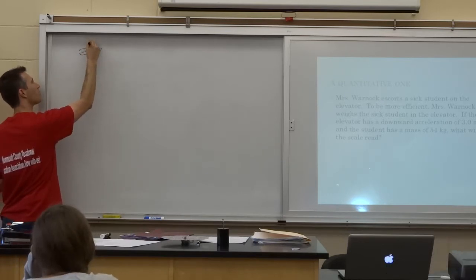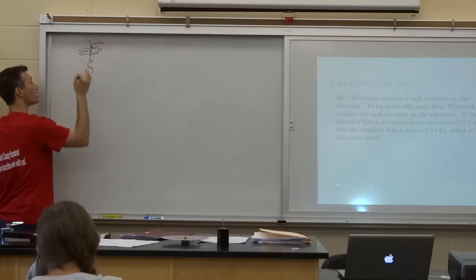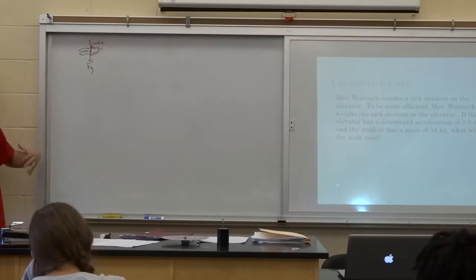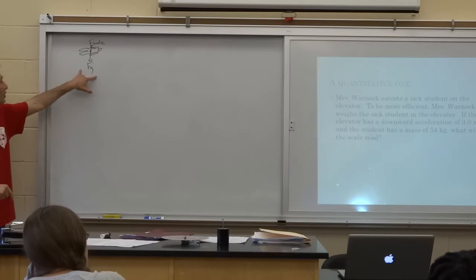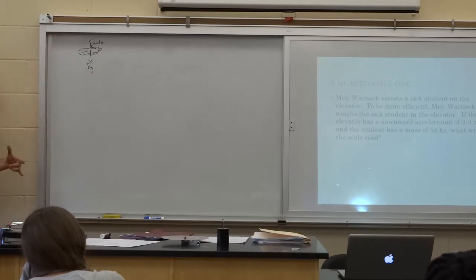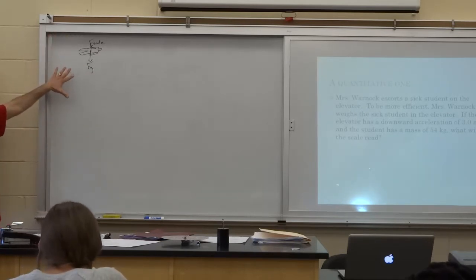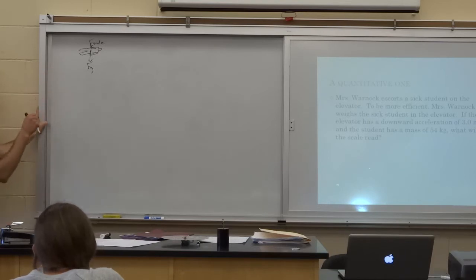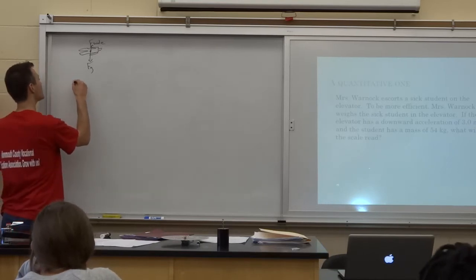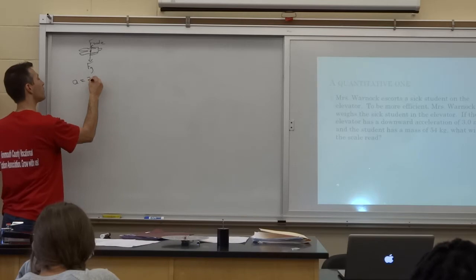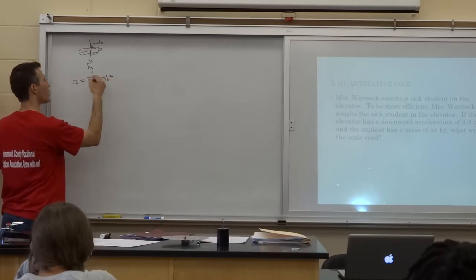Weaker, right? Because we have a downward acceleration, so we have to have a downward net force. So our down force has to be greater than our up force. So there's my step one, I have my diagram. Step two, we only know two things. We know that the acceleration of the student is 3.0 meters per second squared, that's down.